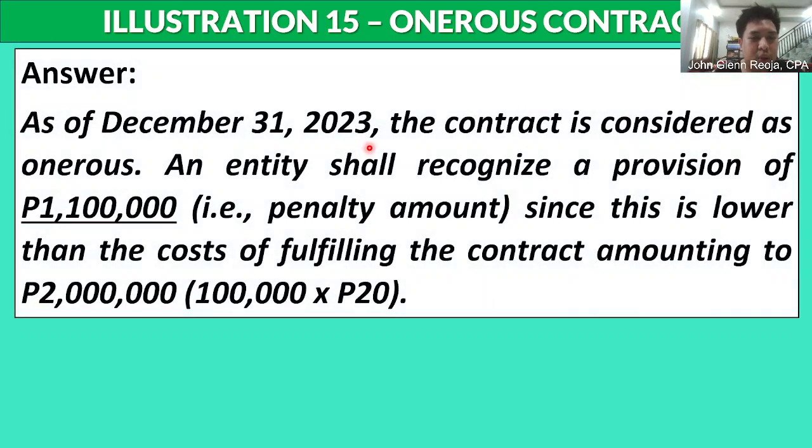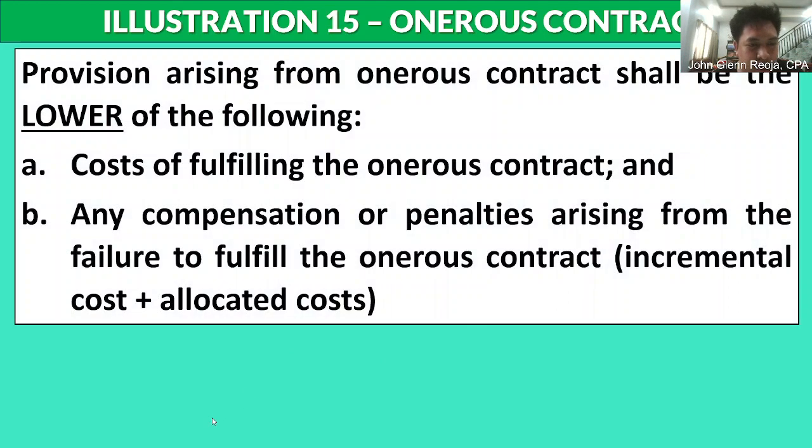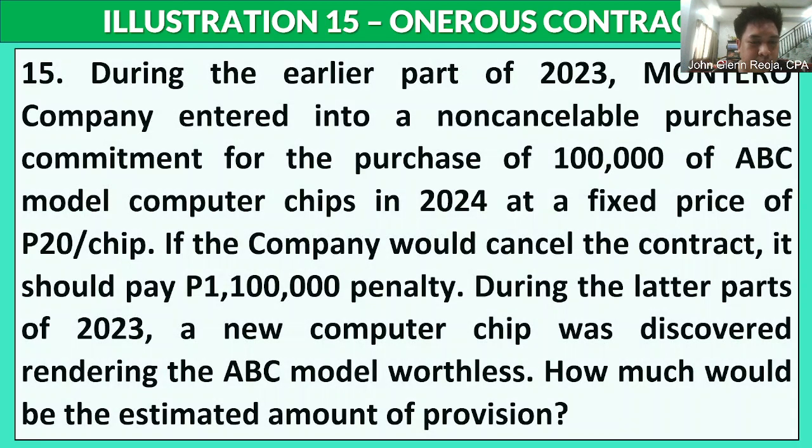As of December 31, 2023, the contract is considered onerous. An entity shall recognize a provision of 1.1 million since this is lower than the cost of fulfilling the contract amounting to 2 million. So, the provision is just for the penalty amount since that is the lower. Why recognize a provision? Since it was discovered that the ABC model is worthless, the chips they ordered are no longer useful, so they will most likely not purchase them.